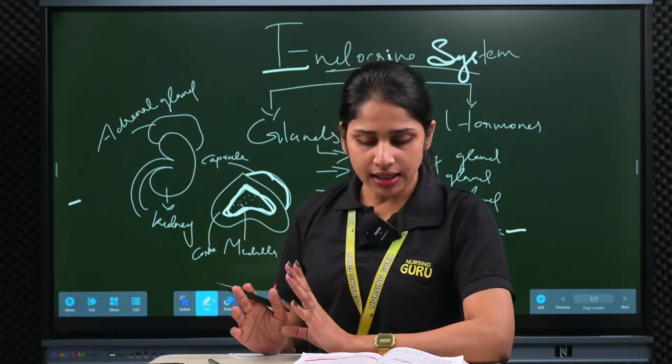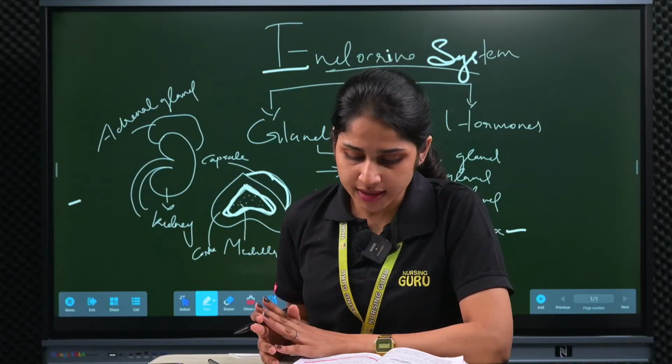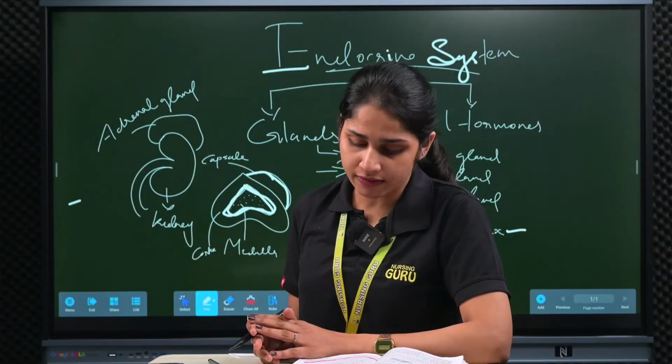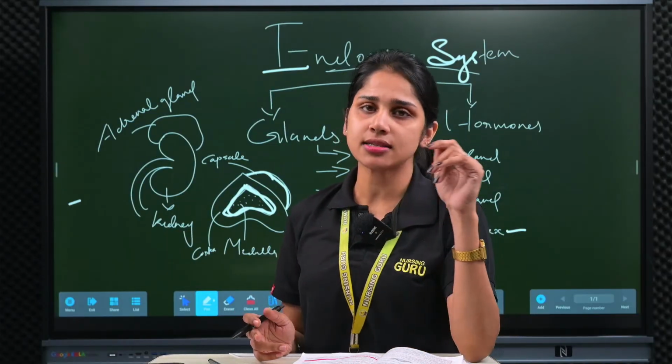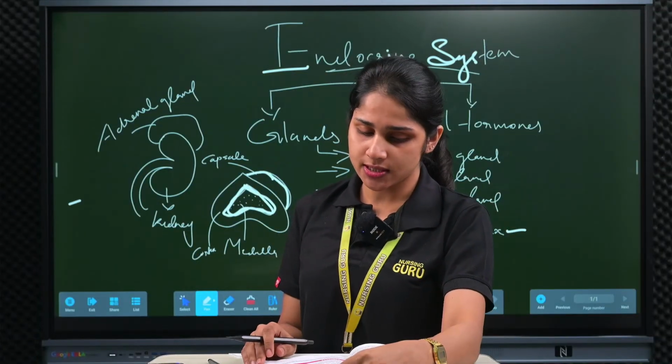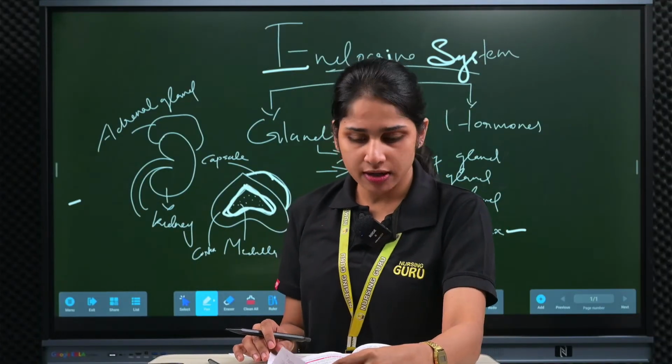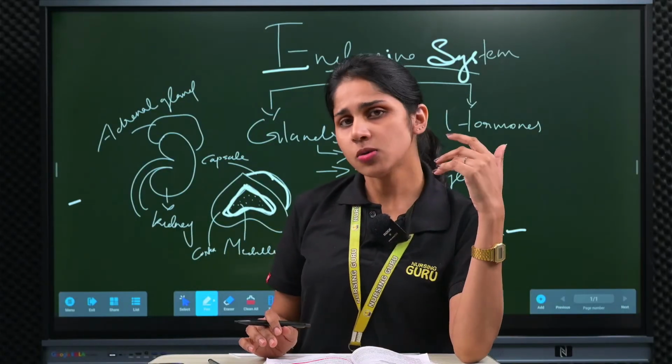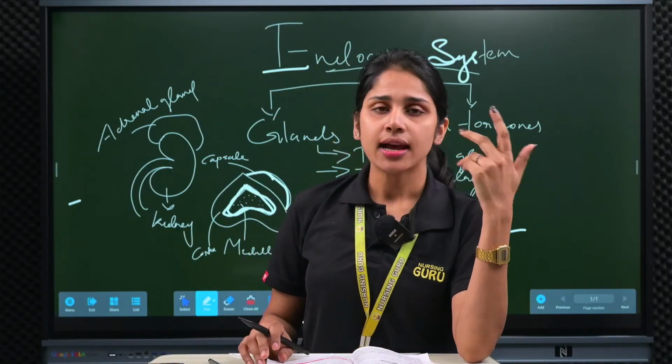Okay. Third one, epinephrine. Epinephrine exerts a biological effect similar to the sympathetic nervous system. And fourth one, norepinephrine. Here almost the same biological effect as adrenaline.